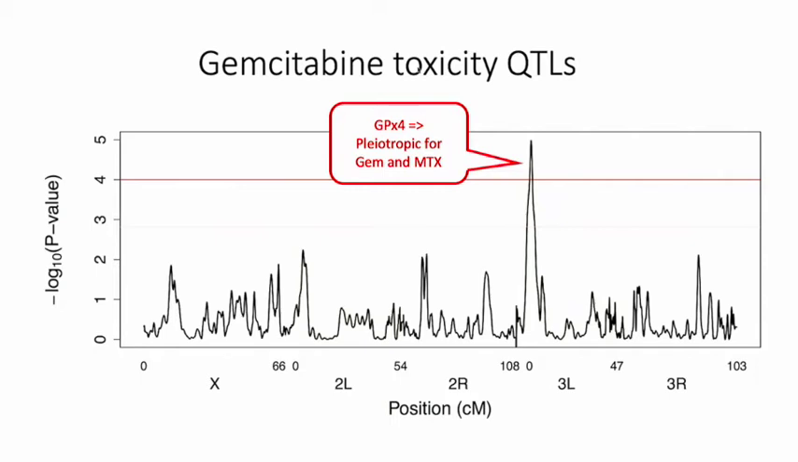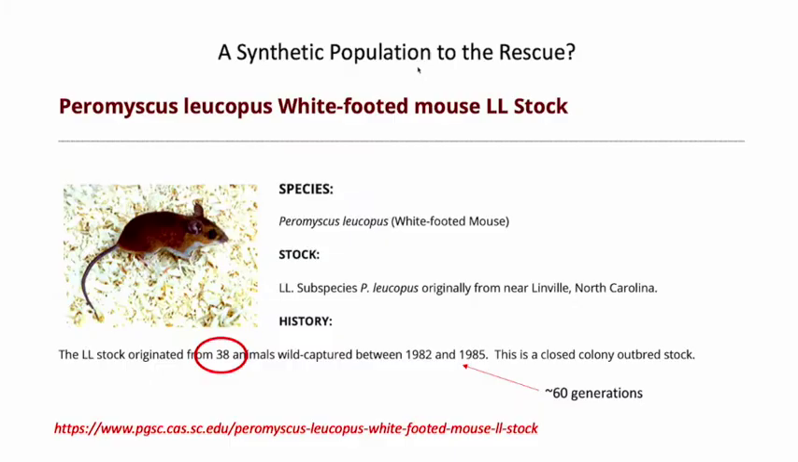So the question is why did I get involved with the Peromyscus? Well, it's basically because of a web page I saw. So here's the web page, the Peromyscus leucopus LL stock. There's a stock center in South Carolina, which has just maintained this stock of Peromyscus that was established from 38 animals, here circled, that were captured between 1982 and 1985. So I estimate this colony's been maintained for about 60 generations.